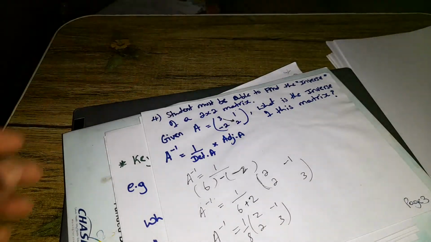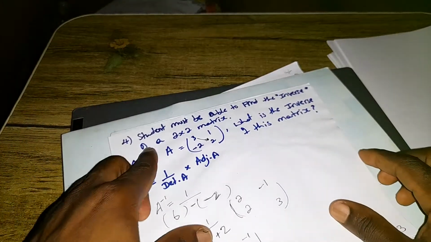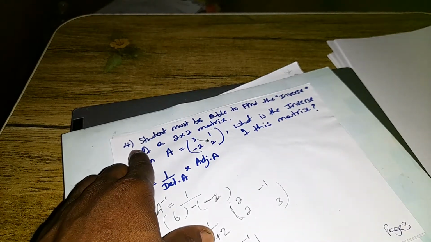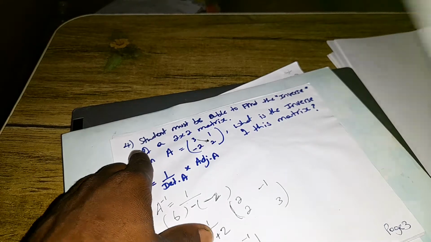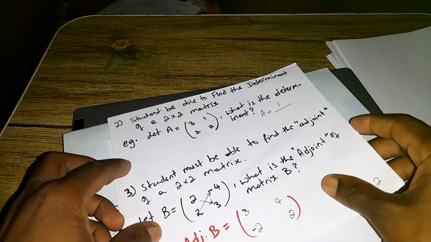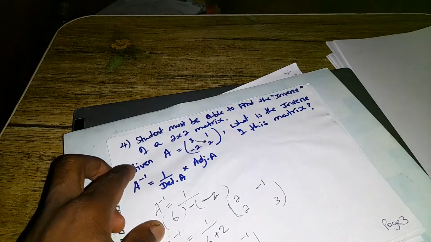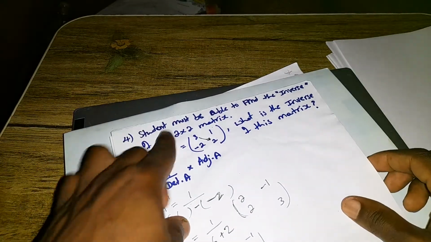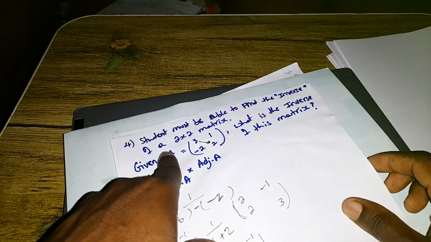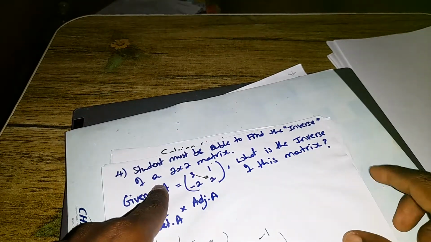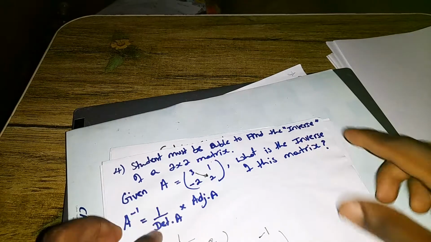Yes, the last one before we get into action is number 4. What we have looked at just now was number 3. As you could have seen, that was number 3 we have just looked at: the student must be able to find the adjoint of a 2x2 matrix. And the last one, the student must be able to find the inverse. Here it is, the inverse of a 2x2 matrix.